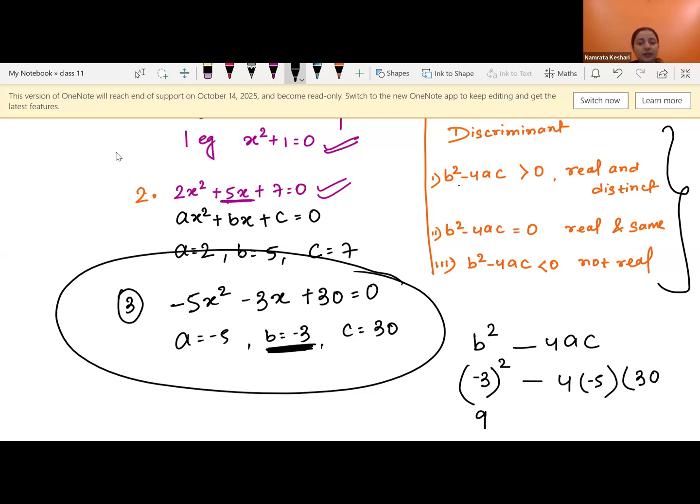3 square will be 9. Okay, and minus 3 square will be positive 9. Right, Abdul? Yes. And here we are going to get 5, 4 times 5, 20. 20 into 30.